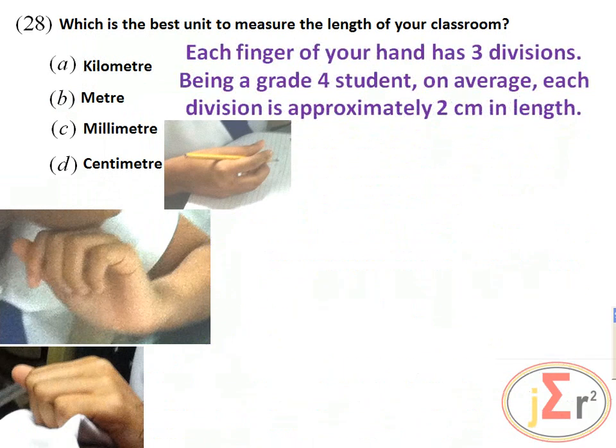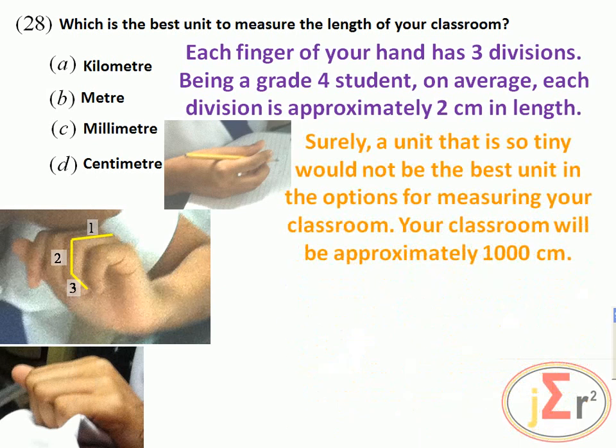Each finger of your hand has how many divisions? 3 divisions. Being a grade 4 student, on average, each division is approximately 2 centimeters in length. So let us look at the divisions of your finger. We have 3 divisions of your finger, and each one is approximately 2 centimeters in length.